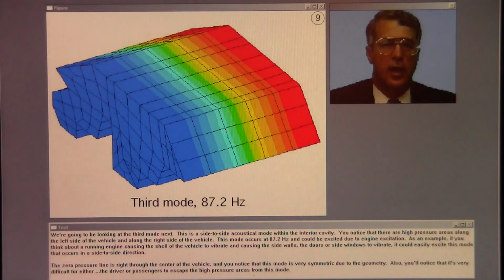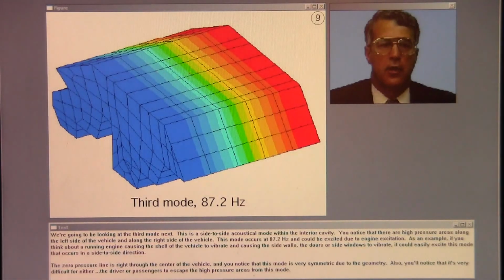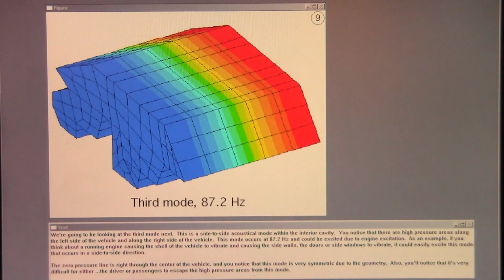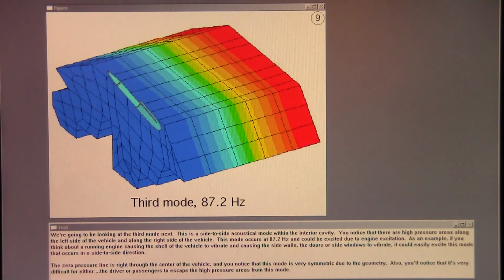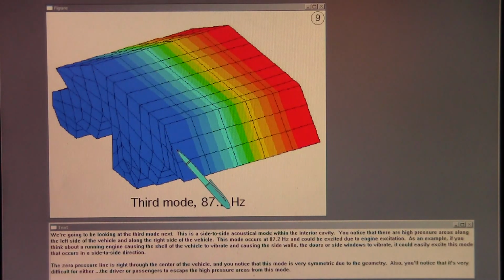We're going to be looking at the third mode next. This is a side-to-side acoustical mode within the interior cavity. You notice that there are high pressure areas along the left side of the vehicle and along the right side of the vehicle. This mode occurs at 87.2 Hertz and could be excited due to engine excitation.